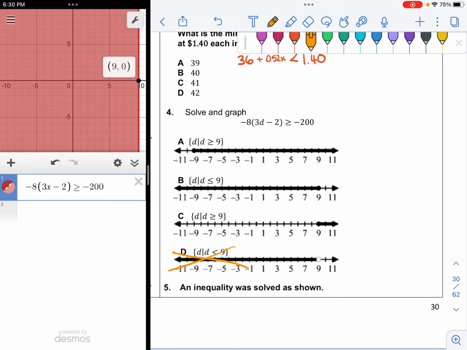Then I'm going to look for what is smaller than positive 9. Letter A, that's graphed towards the bigger numbers. That's not going to cut it. Letter B, that's at 9 and it's graphed towards the little numbers. We like that. C is at 9 but graphed towards the big numbers, so it would be letter choice B.